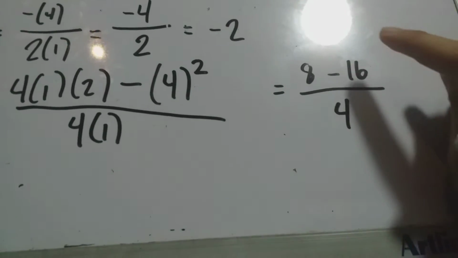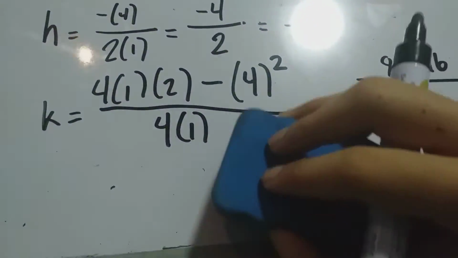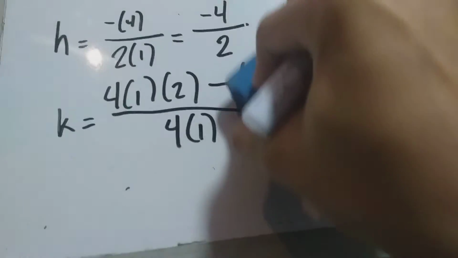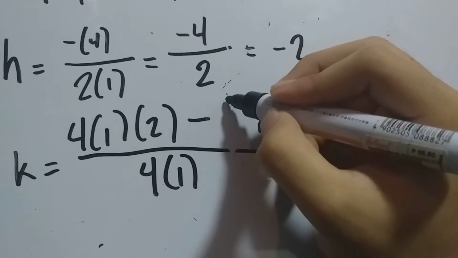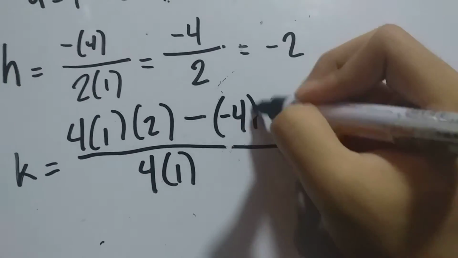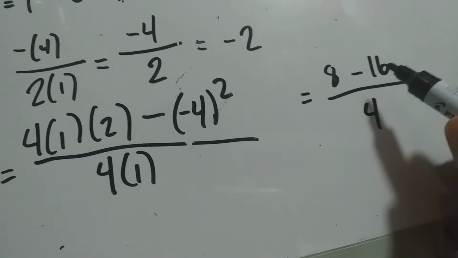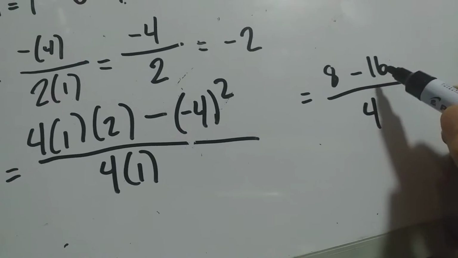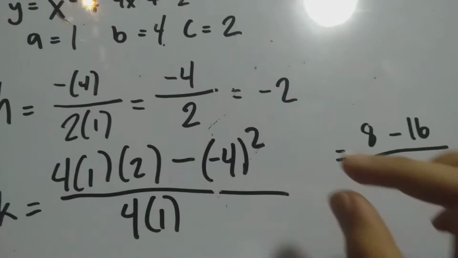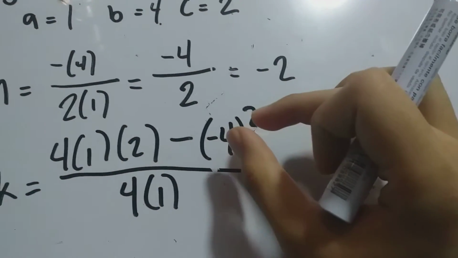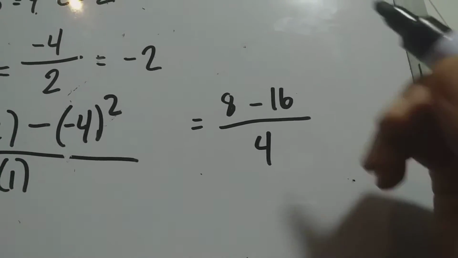Is it possible that this becomes a plus? Say for example you have a negative 4 in there. Then you square it. Negative 4 squared is still 16. So no matter what happens, it will always be a minus sign, because the square of a number will always be positive. Then you distribute the minus, and it still becomes a negative. So you have to take note of that.